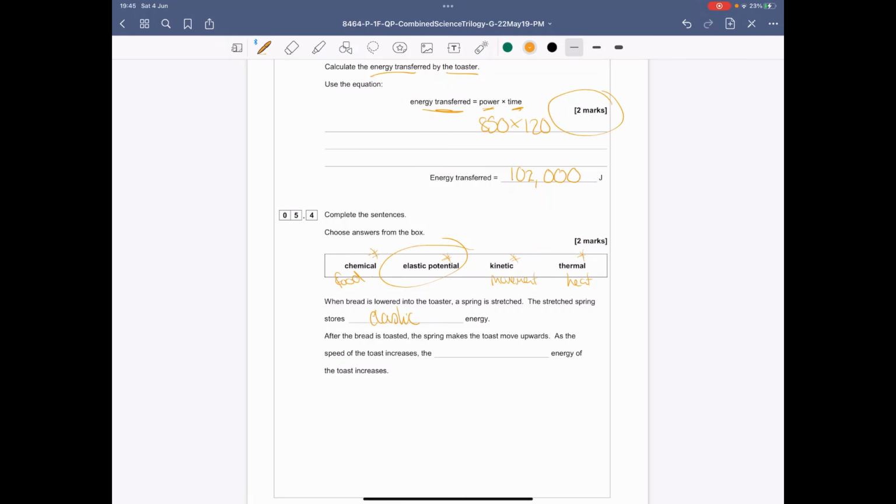As the bread is toasted, the spring makes the toast move upwards. The speed of the toast increases. The blank energy of the toast increases. So as your toast is being shot up out of the toaster, it would then be moving. So it would be the kinetic energy of the toast increases.